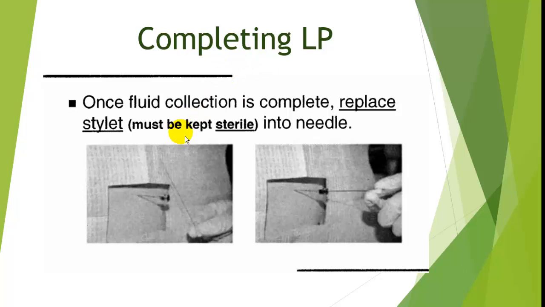After you've collected all the fluid, you want to replace the stylet in a sterile fashion, and only then remove the needle. If you were to remove the needle without the presence of the stylet, it could create some sort of suction effect, and again, impair the ability of the dural fibers to go back into place.